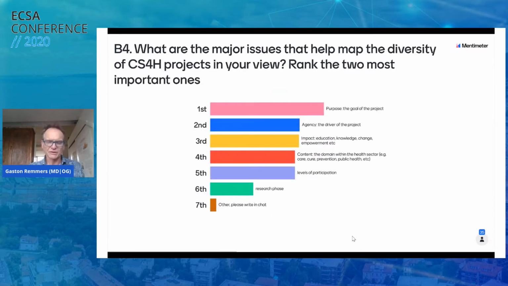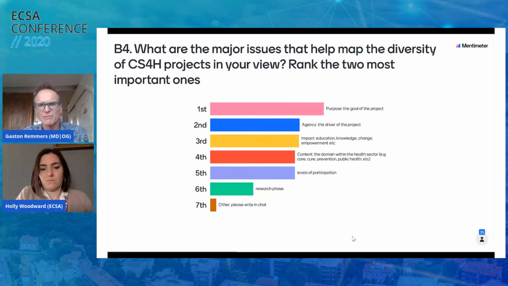To get an idea of the differences and the diversity of the domain and the projects in it, we ranked a number of issues, and among them, purpose and agency. So, what do you do it for, and who's the driver of the project? Are considered the top two issues.